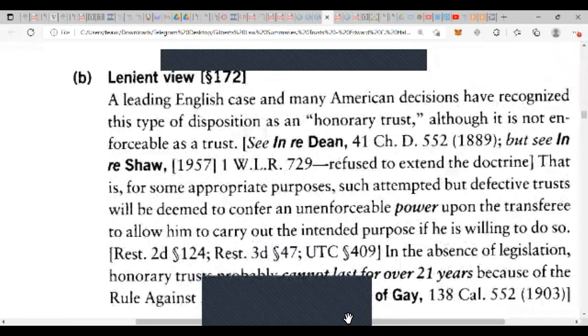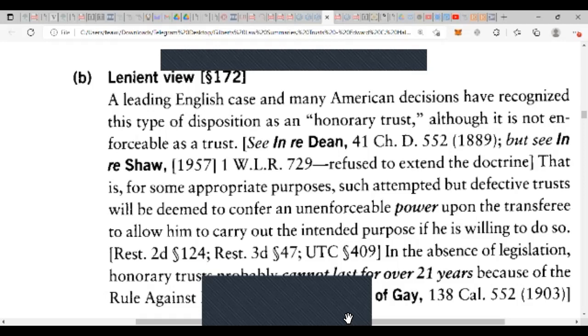Lenient view, Section 172. A leading English case and many American decisions have recognized this type of disposition as an honorary trust, although it is not enforceable as a trust. In re Dean, 1889, but In re Shaw, 1957, refused to extend the doctrine. That is, for some appropriate purposes, such an attempted but defective trust will be deemed to confer an unenforceable power upon the transferee to allow him to carry out the intended purpose if he is willing to do so.